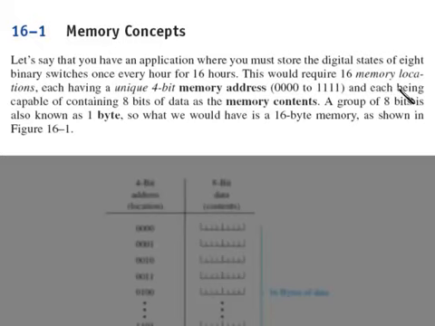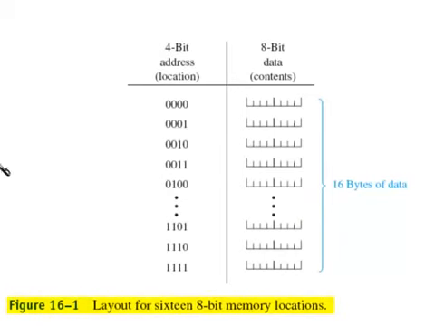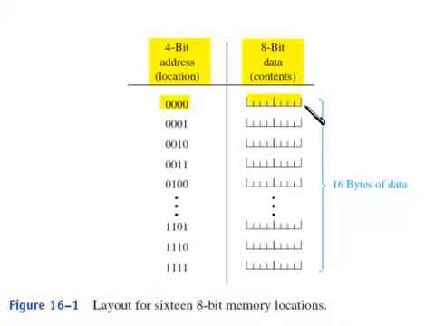Now, each location is capable of containing up to 8 bits of data as the memory contents. So we've got memory locations having a memory address, and then within each memory location we have the 8 bits of contents. A group of 8 bits is also known as 1 byte. So what we would have is a 16 byte memory, because each location is a byte and there's 16 different locations. So here's what it would look like. Figure 16-1 shows the layout for 16 8-bit locations. Location 0000 is going to have some data in it, 8 bits of data, 1 byte. Location 0001 will have some data in it, and so on. We do this 16 times.